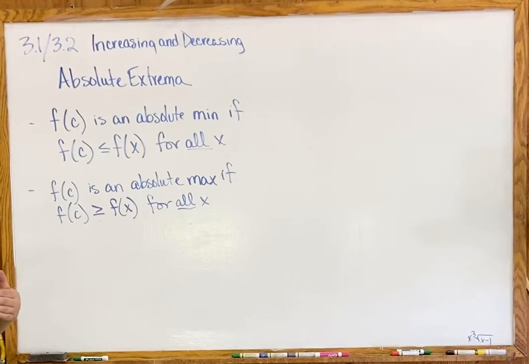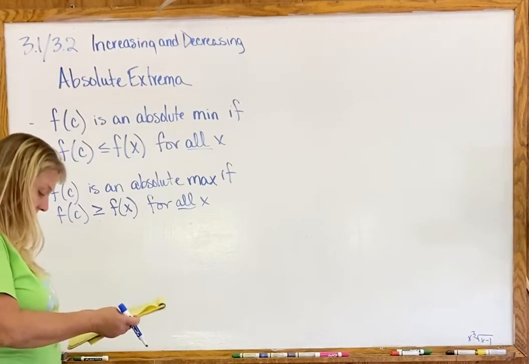Okay. All right, so with the absolute extrema, we're talking about this value being the highest or the lowest value in the graph. Okay, so this one is not relative, it's not compared to the data or the graph around it, it's compared to the whole entire graph.